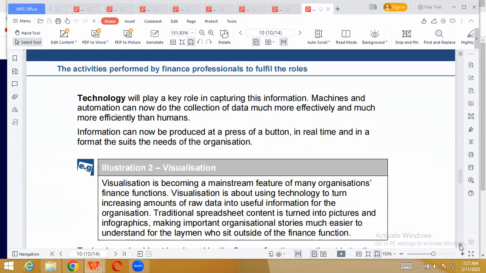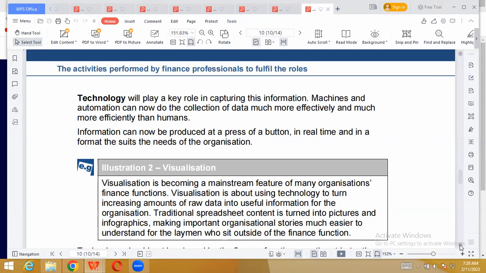You know, in these days, you can't separate much information and technology, because when we are analyzing data, normally we use technology when you are capturing data, gathering information, or when you're assembling information, and when you're analyzing information. Technology plays a key role. Technology plays a very important role in capturing of the information. So technology will play a key role in capturing the information.